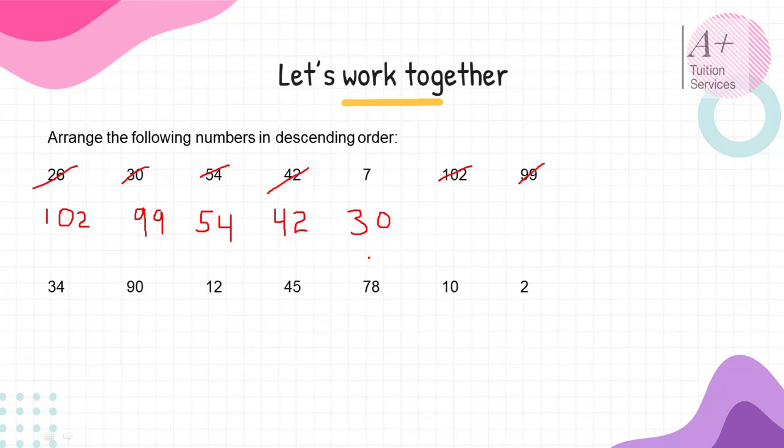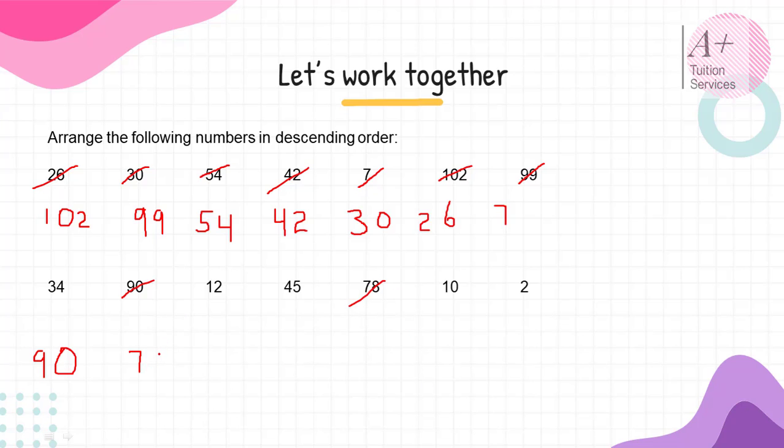Right after 30, we have 26. And 7 will be the last number. Okay, so the numbers arranged in descending order are 102, 99, 54, 42, 30, 26, and 7. Now we look at the other number strand here. So the biggest number in this number strand is 90. So we're going to put 90 first. Okay, excuse the drawing. The next biggest number on this strand will be 78.